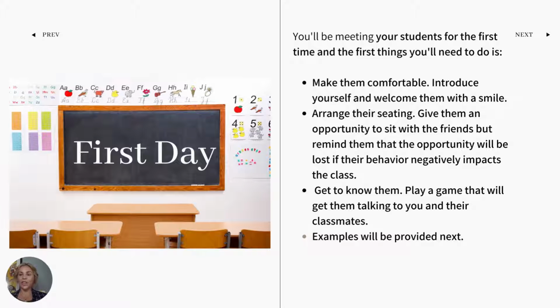Okay, so now that we've organized our classroom, we have to think about what the students need to know on the first day that will help them establish routines and understand rules for the rest of the year. The first thing you should always do is welcome them, make them comfortable by smiling and giving them a moment to settle down. I always let my students choose their seats as a token of trust.